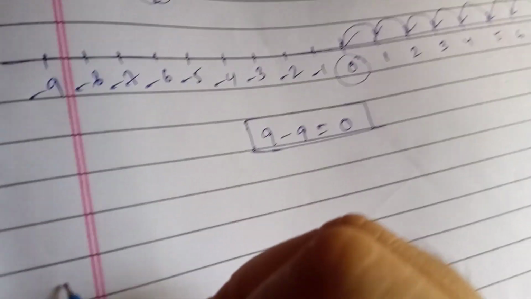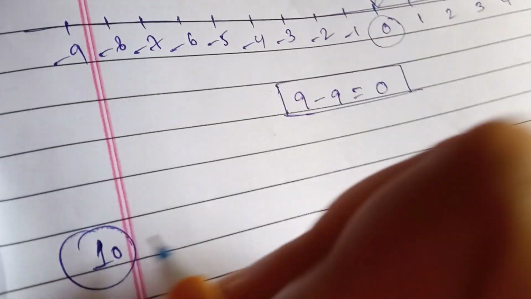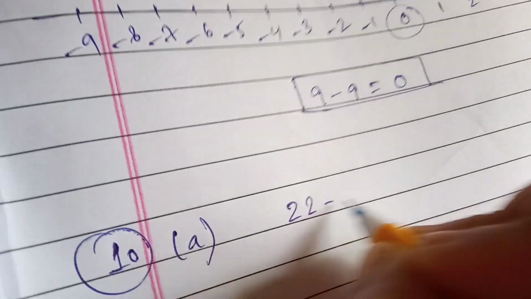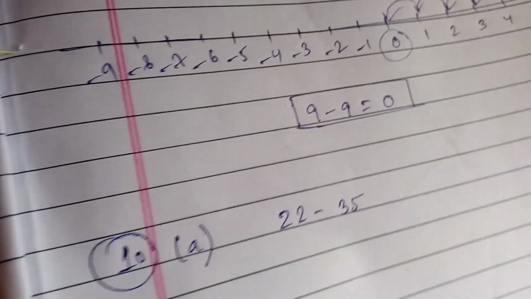Okay, let's see question number 10a: 22 minus 35.